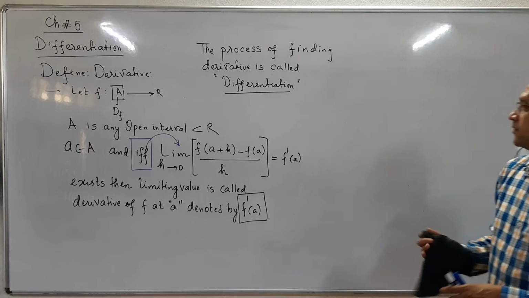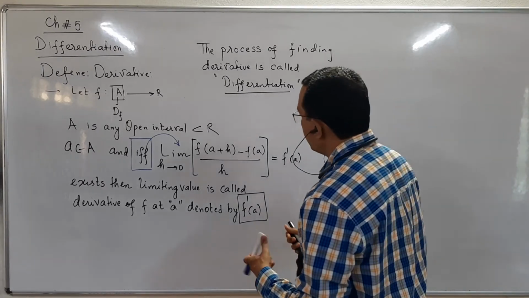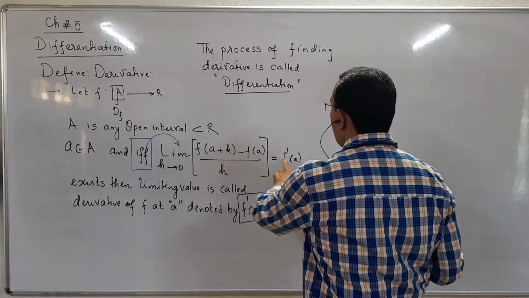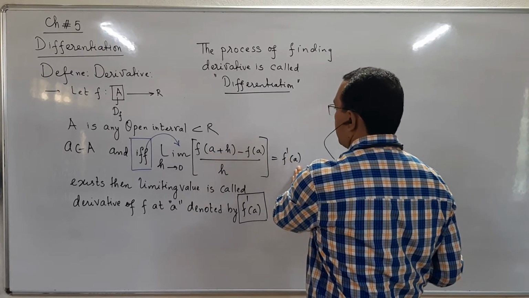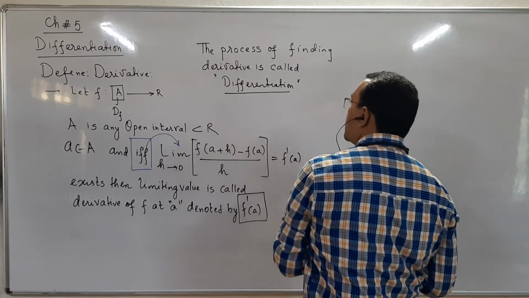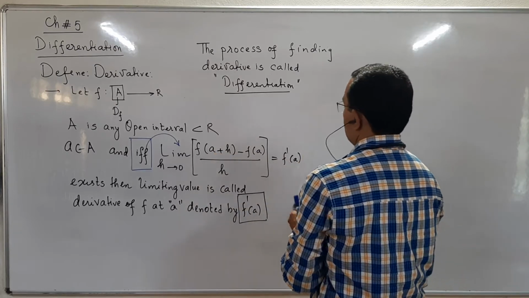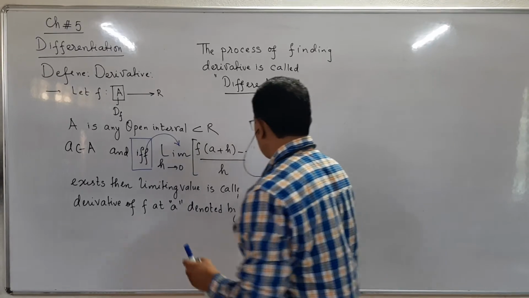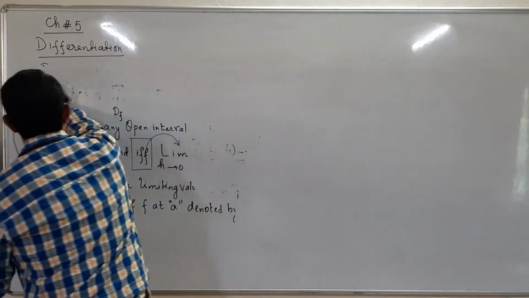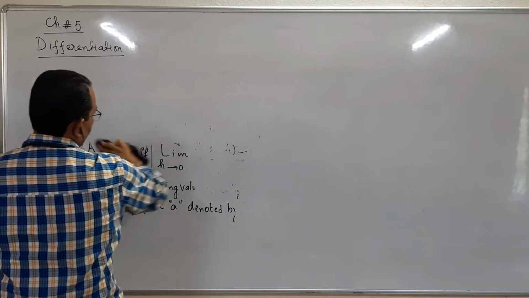Now, if I replace this a by x, then I get derivative at x. If I replace this a by y, then I get derivative at y. If I replace this a by b, I get derivative at b, students. So please try to recall, try to understand the definitions as and when required.